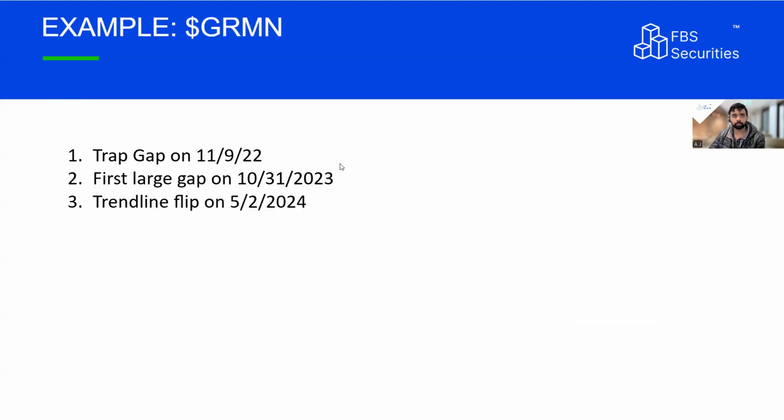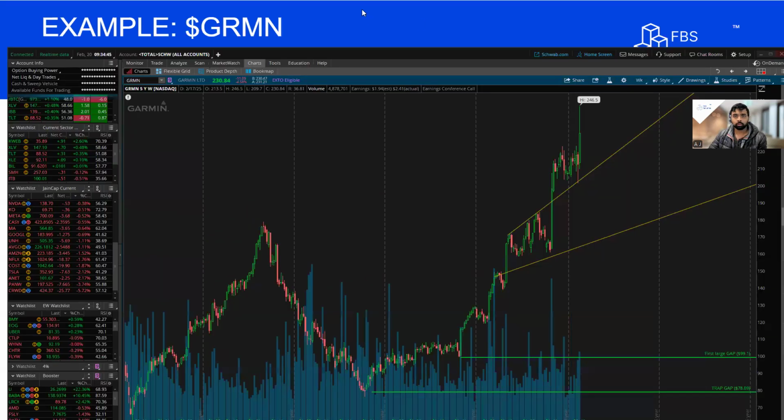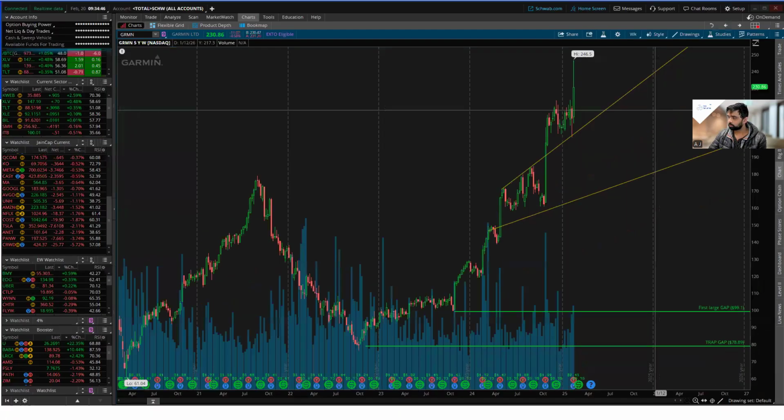I'll show this example of Garmin. I'll show you the chart. I didn't want to post it because it was quite a bit. So, if you can see my screen, yeah.